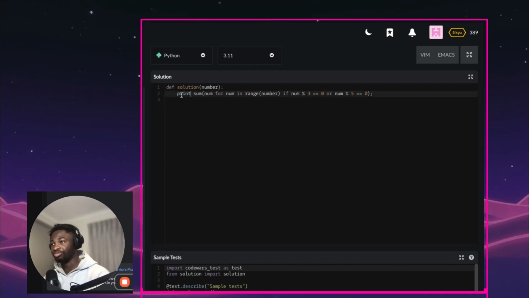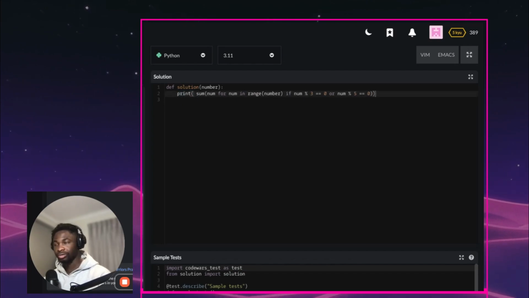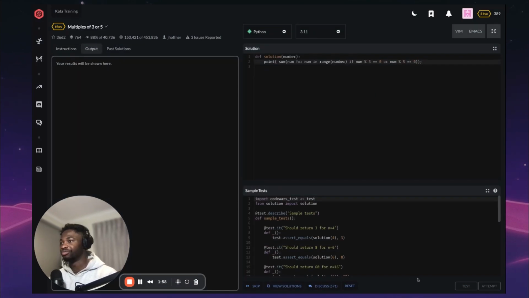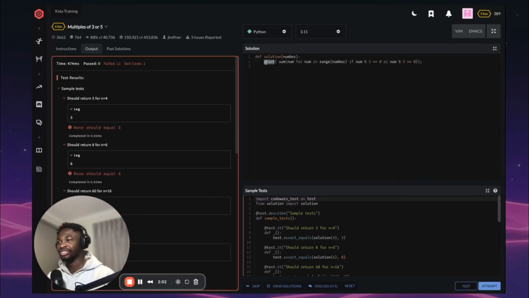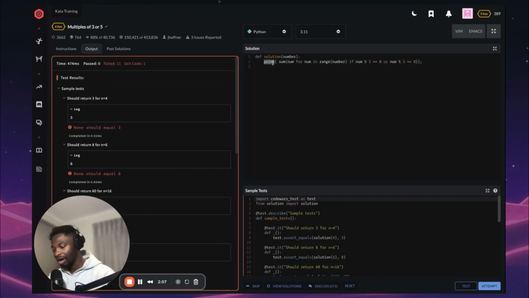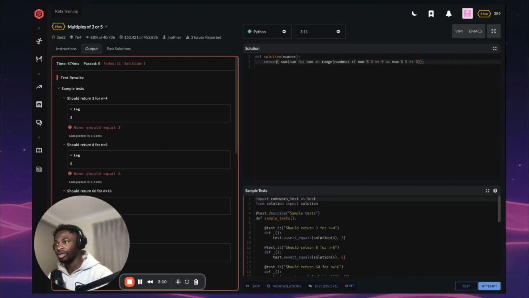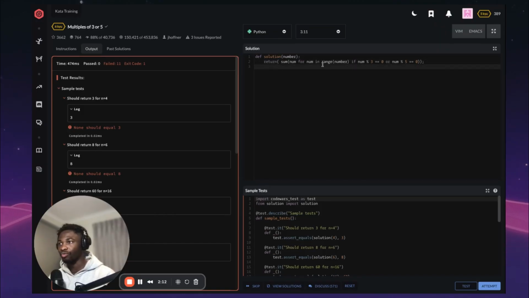Let me just print this out. And this was pretty much what I did in my last solution, except I did this using a bunch of nested if statements, which was not ideal. Ideally, this is the right approach. It solves the problem. It's one line, it's simple, it's easy to understand.